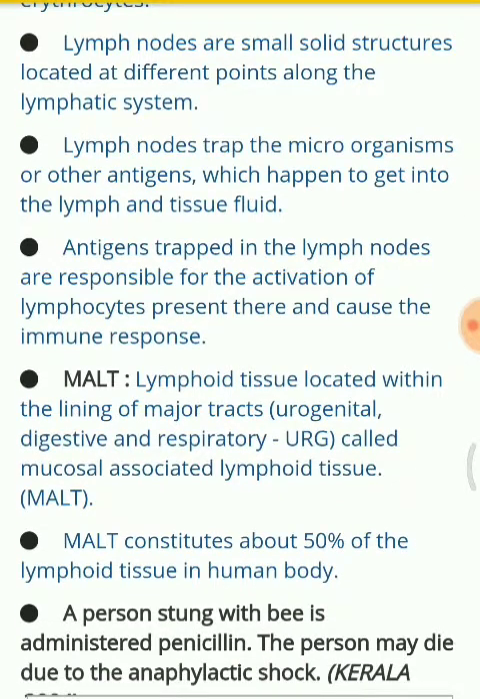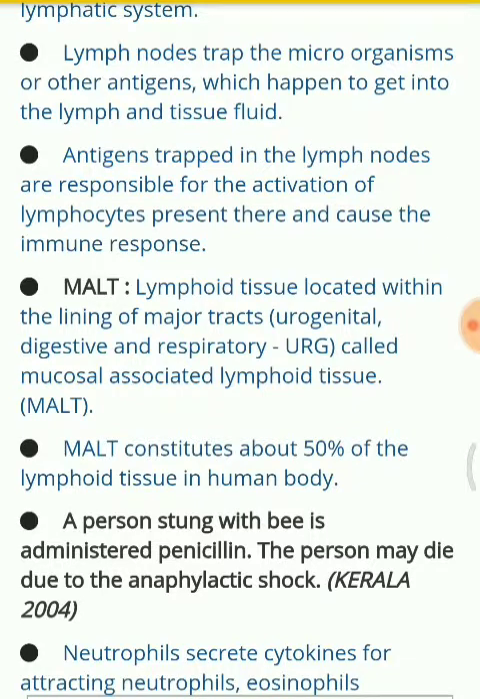MALT, the lymphoid tissues located within the lining of the major tracts, urogenital, digestive and respiratory, is called mucosal associated lymphoid tissue. MALT constitutes about 50% of the lymphoid tissue in the human body.